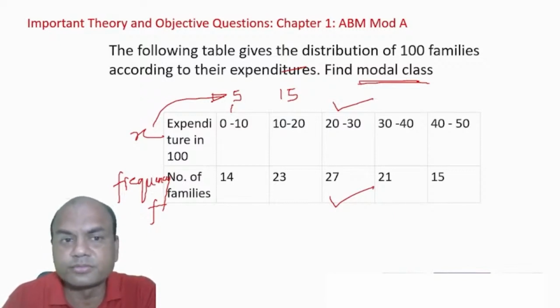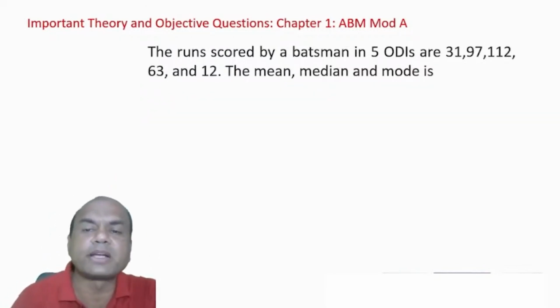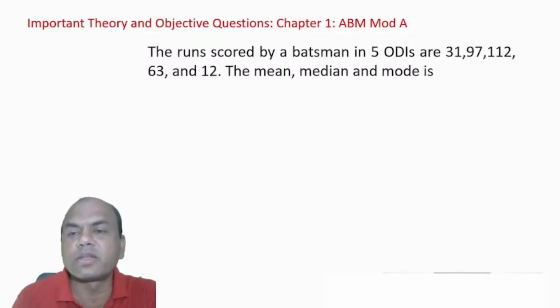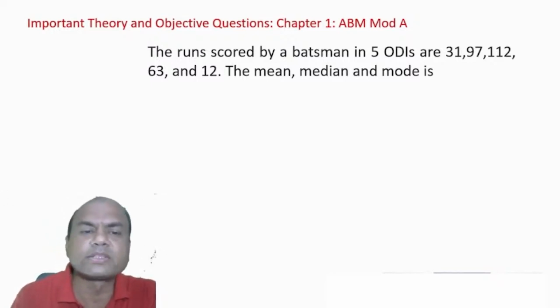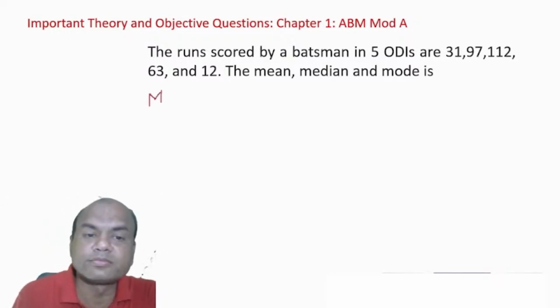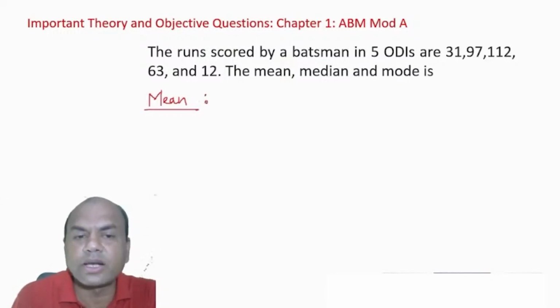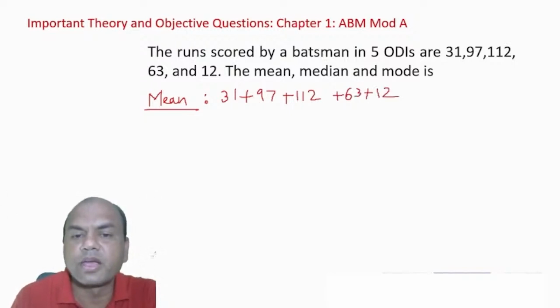Move on. The runs scored by a batsman in 5 ODIs are 31, 97, 112, 63 and 12. Find the mean, median and mode. So first let's find out the mean. What is the mean? Mean means addition. Do the addition, everyone. 31 plus 97 plus 112 plus 63 plus 12. Add all of them.